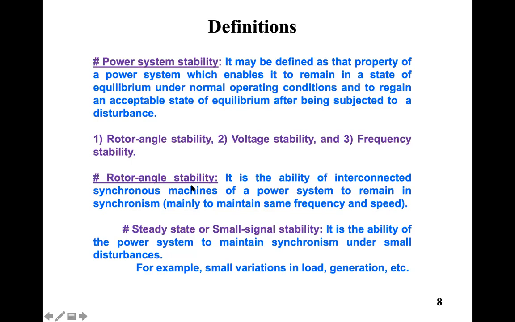And now this rotor angle stability is two types. One is called steady state or small signal stability, and the other is called transient stability. See the definition. It is the ability of the power system to maintain synchronism under small disturbance. What is the meaning? Small variations in load, small variation in generation, although in rare cases, in the power plant, there can be little change, for example because of excitation or some little variation of the fuel input. If the system maintains an acceptable equilibrium position, that is called steady state or small signal stability.